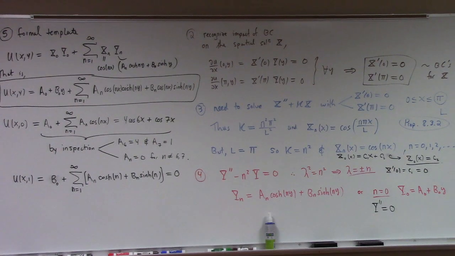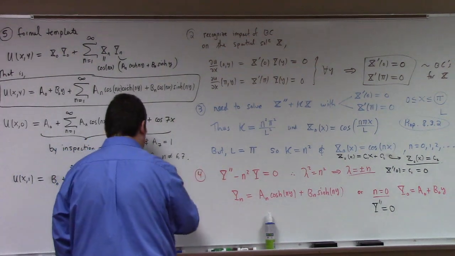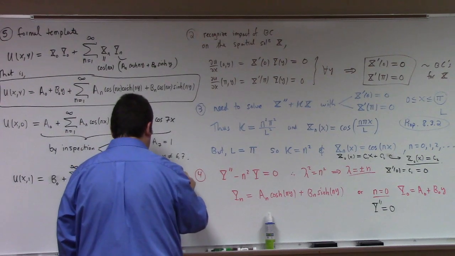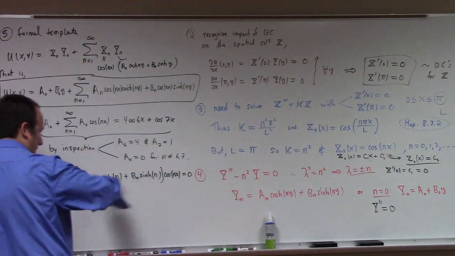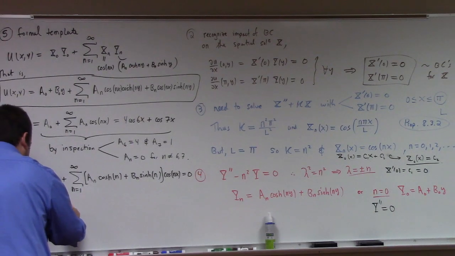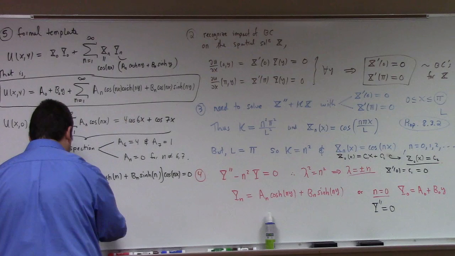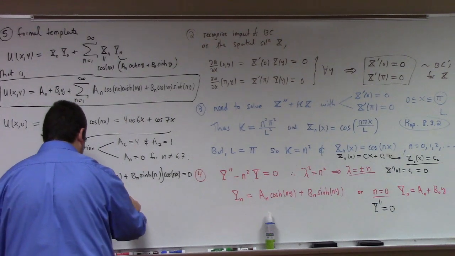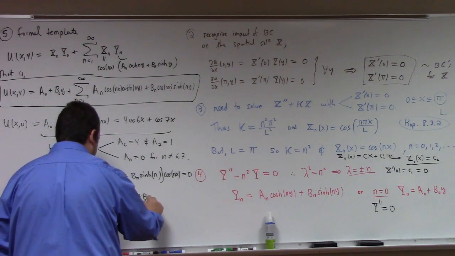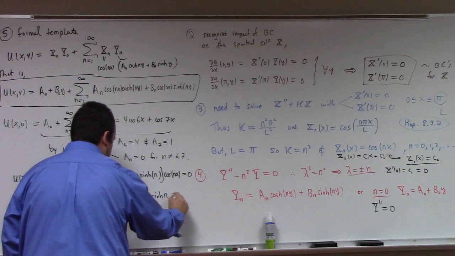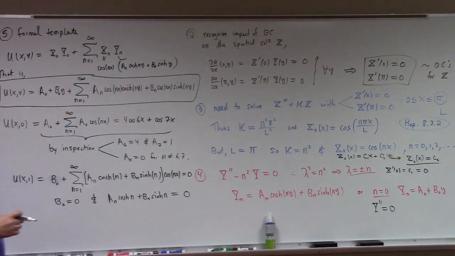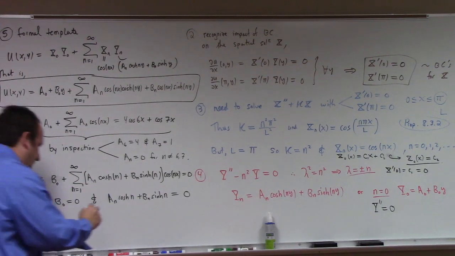Oh, did I lose my? Oh yeah, thank you. I was about to get really confused, so thank you. So equating coefficients again, now we learn that b sub 0 is equal to 0 because there's no constant on the other side, and also an cosh n plus bn sinh n is equal to 0. Hey, that's nice. That says that bn is equal to what?